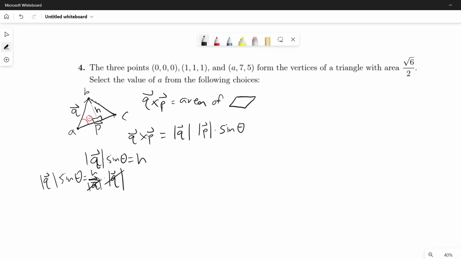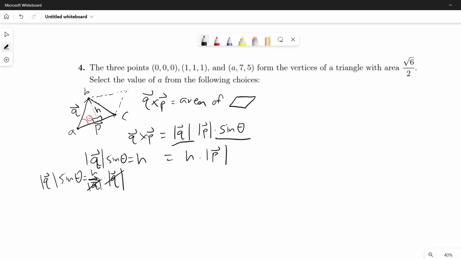We cross that out and we get H is Q times sine theta. And in this sense, we can replace the length of Q times sine theta with H, right? H times the length of P. And that would be the area for a parallelogram like this, as the area of a parallelogram would be the base P times the height.